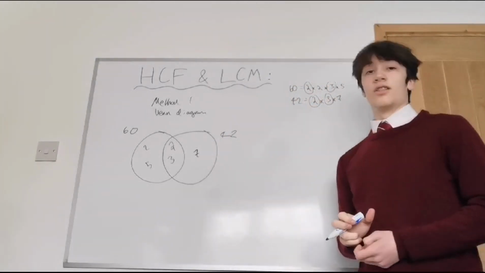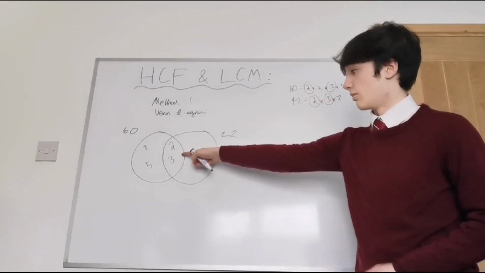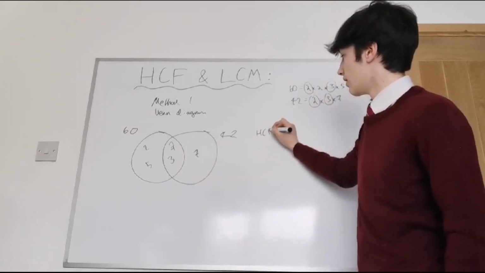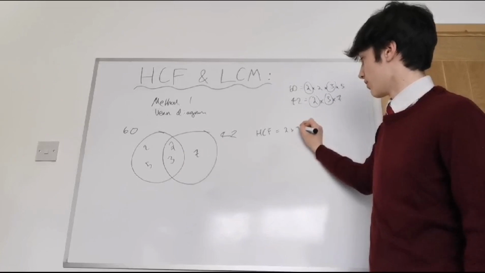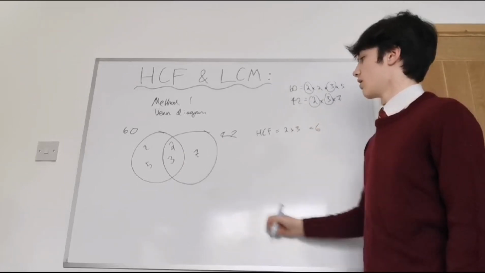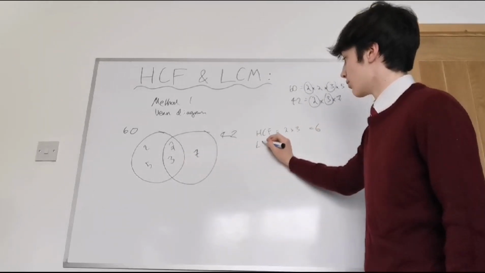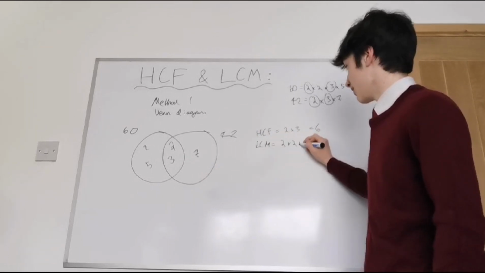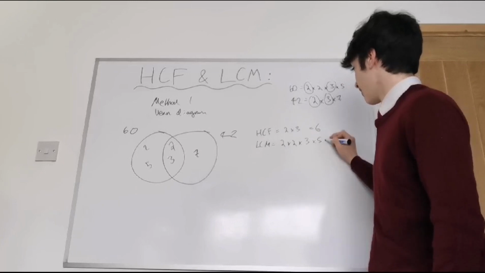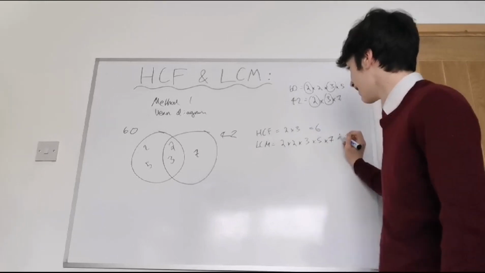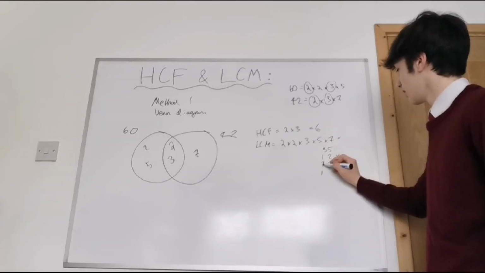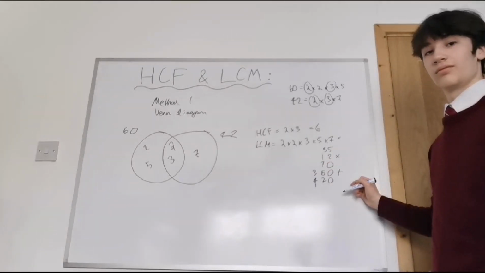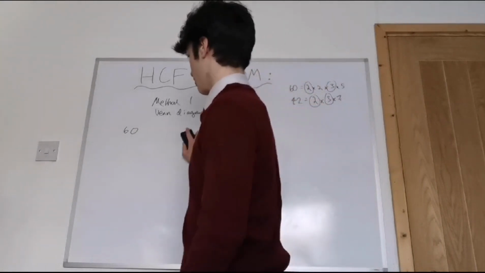To find the HCF, we times whatever is in the intersect. So HCF equals 2 times 3, which equals 6. LCM is equal to all the numbers times together: 2 times 2 times 3 times 5 times 7. Okay, so that is method 1.